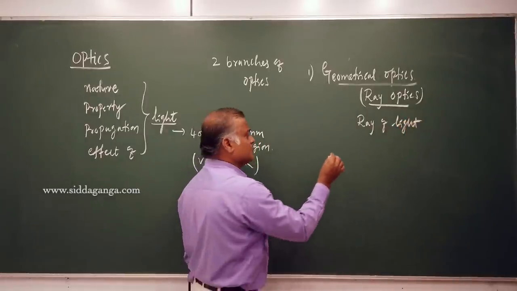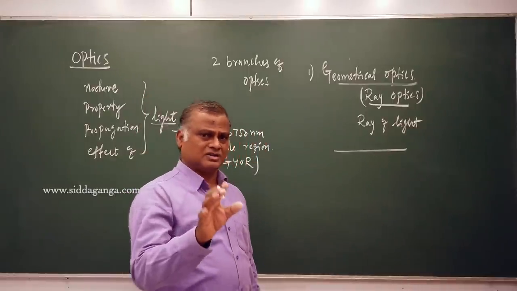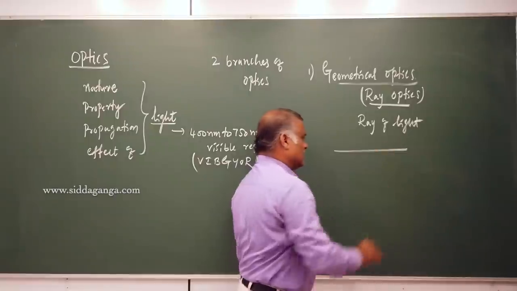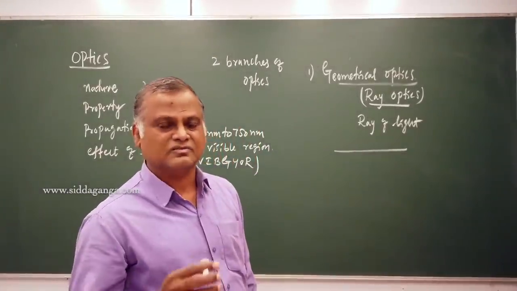A ray of light carries some information. Light is a form of energy. When you draw a straight line, it is not meaningless. It is carrying some information, it has some energy.